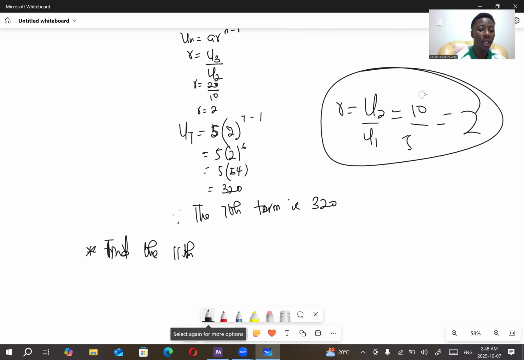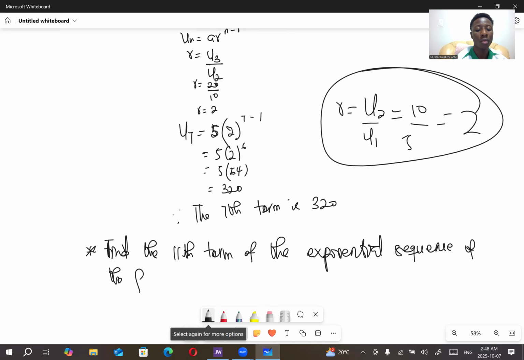Find the 11th term of the exponential sequence of the form 324, 108, 36, 12.